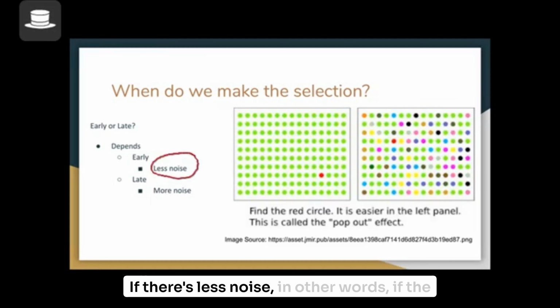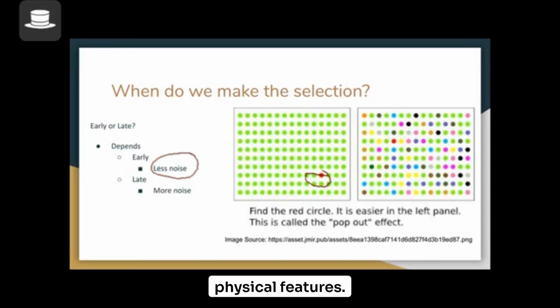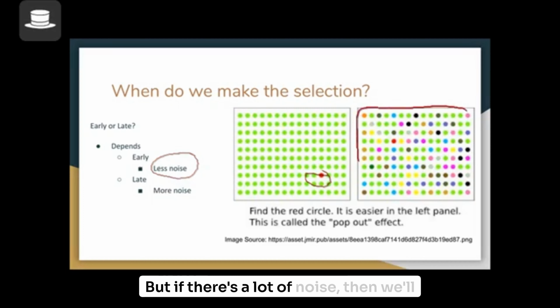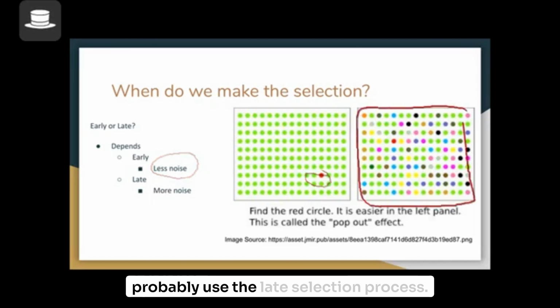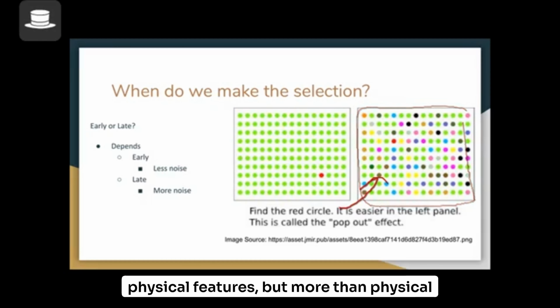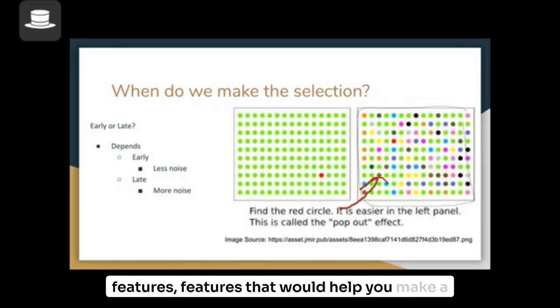If there's less noise, in other words, if the information pops out, we probably make a decision early on, only by processing the physical features. But if there's a lot of noise, then we'll probably use the late selection process by processing at least definitely the physical features, but more than physical features, features that would help you make a decision.